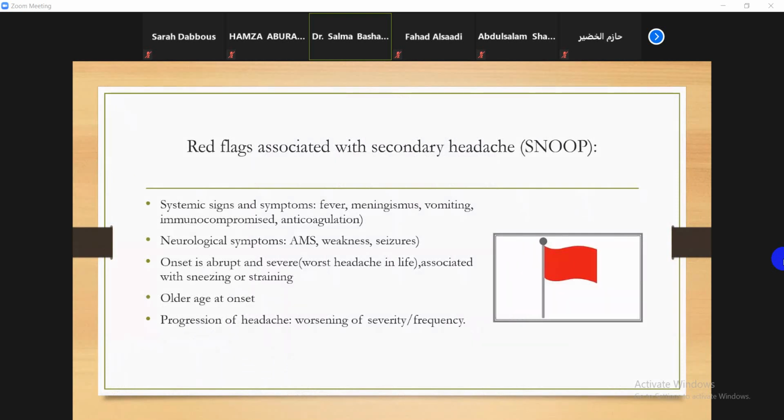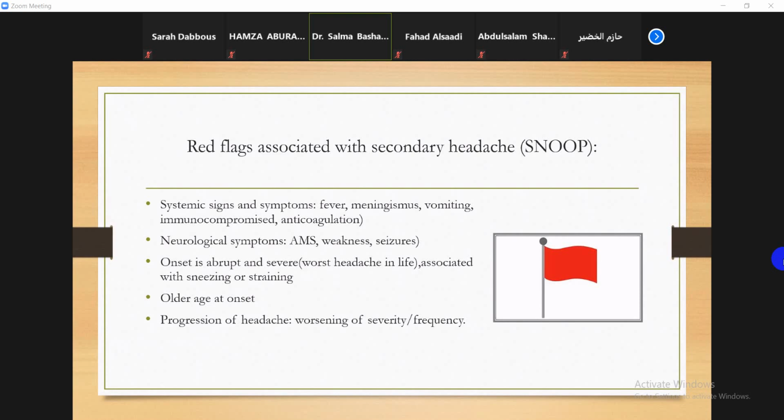And here we have the red flags for secondary causes of headache. So you take a detailed history and you keep in your mind that this headache could be due to underlying intracranial pathology. So we screen for red flags with SNOOP. S for systemic signs and symptoms, including fever, meningismus, vomiting, immunocompromised state, all of that suggests CNS infection. Anticoagulation or blood thinners in general can suggest intracranial bleed or bleeding.